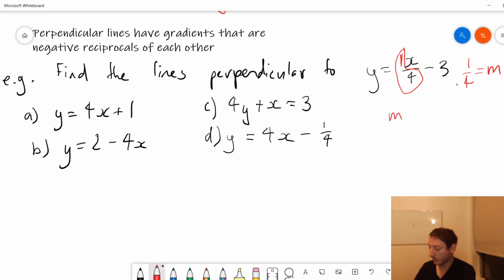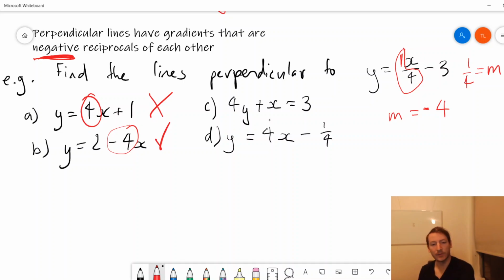So what happens when I flip 1 over 4? I get 4 over 1, which is just 4. And I need the negative reciprocal, so negative 4. So this first line, 4x plus 1, looked promising at the start, but we know it needs to be the negative reciprocal. So that gradient is not correct. Next one, y equals 2 minus 4x. Well, the gradient of this one is negative 4, so that one works out.